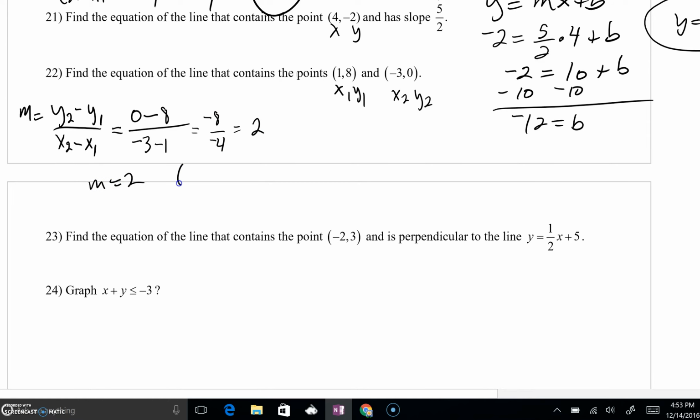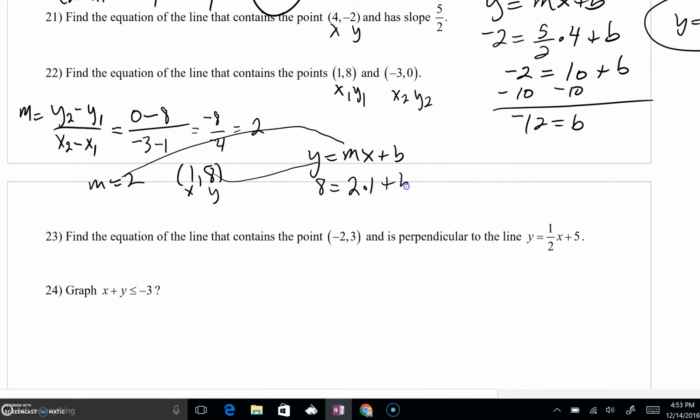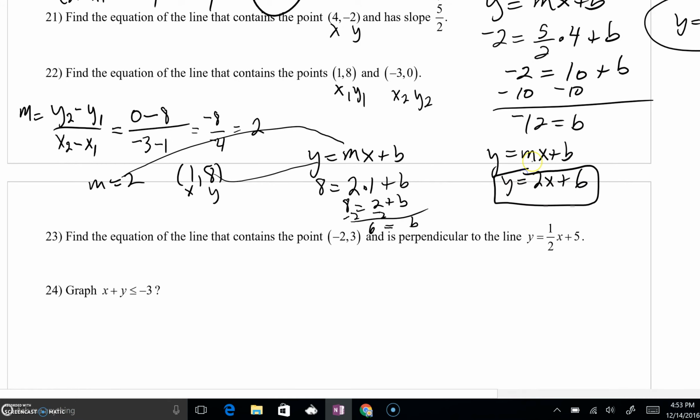I have to choose a point. You can choose your first point if you'd like. Ultimately, what you do is you write y equals mx plus b. You plug in your y value of 8. Your slope is a 2. Your x value is a 1. 2 times 1 is simply a 2, so you have 8 equals 2 plus b. Minus a 2, you'll see that b equals 6. Now, what that really means is y equals mx plus b, y is 2x plus 6, and we're done.